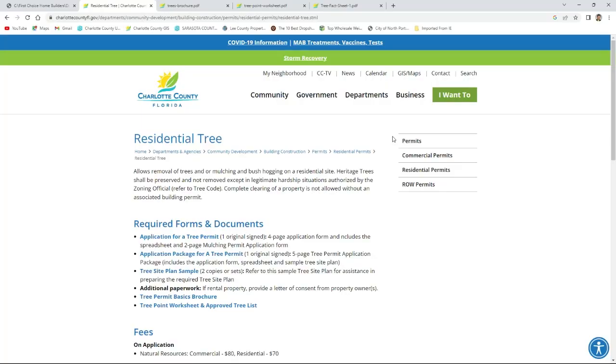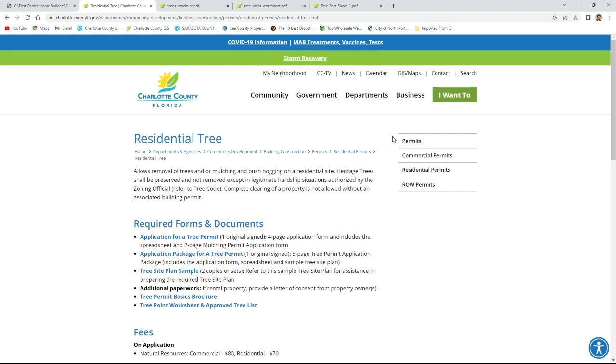This particular segment is going to be on trees and landscaping. Charlotte County and the city of Northport are very similar in their tree requirements. All trees 4 inches in diameter must be shown on the site plan, measured 12 inches above the ground.